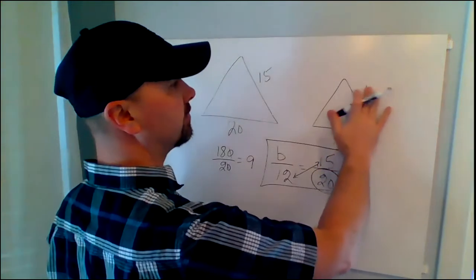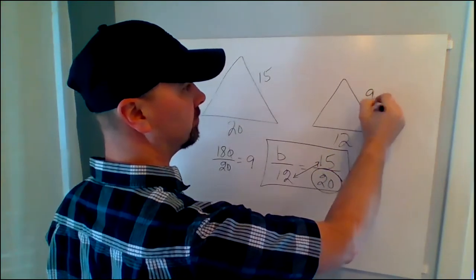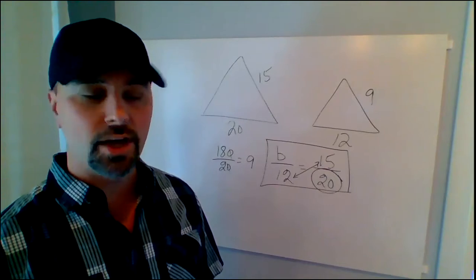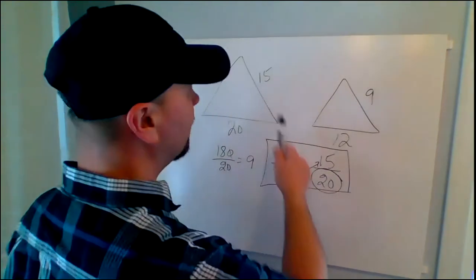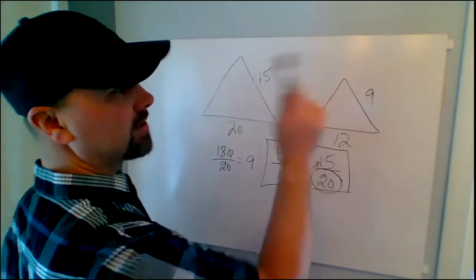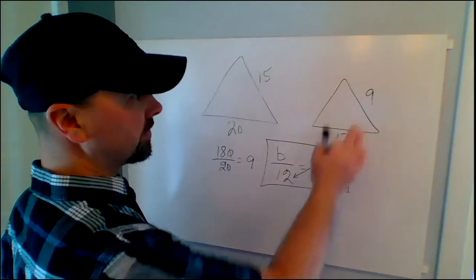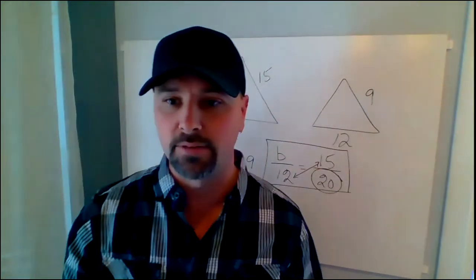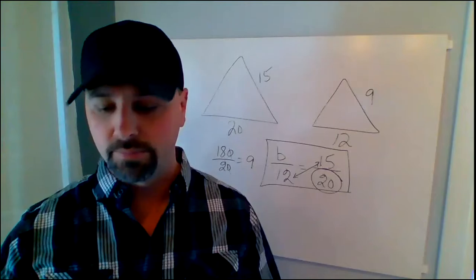All right, so that would be a 9, okay? Which, if you remember, 15 is a little less than twice as much. Twice 9 is 18, so 15 is a little less than twice 9. All right.